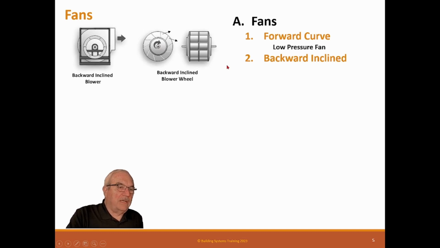The next one is backward incline. Now, backward incline, you'll see the wheel turns in this direction, and you can see these wheels are slanted backwards, and they actually paddle the air, like you're paddling, and that's what that backward wheel is doing. They're a very good fan, and the majority of your commercial fans will be backward inclined.